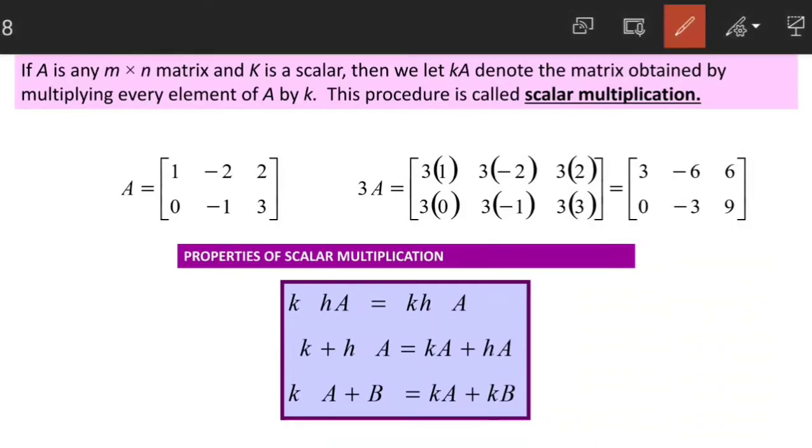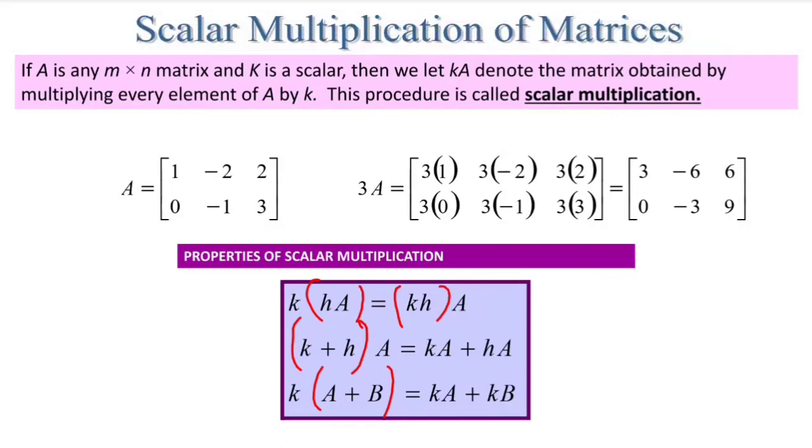Here, K into (HA), where K and H are any scalars and A is any matrix, is nothing but (KH) into A. The second one is (K plus H) into A is equal to KA plus HA. And the third one is K, any scalar, multiplied with (A plus B), which is nothing but just you open that: KA plus KB. These are the properties of scalar multiplication. Okay.